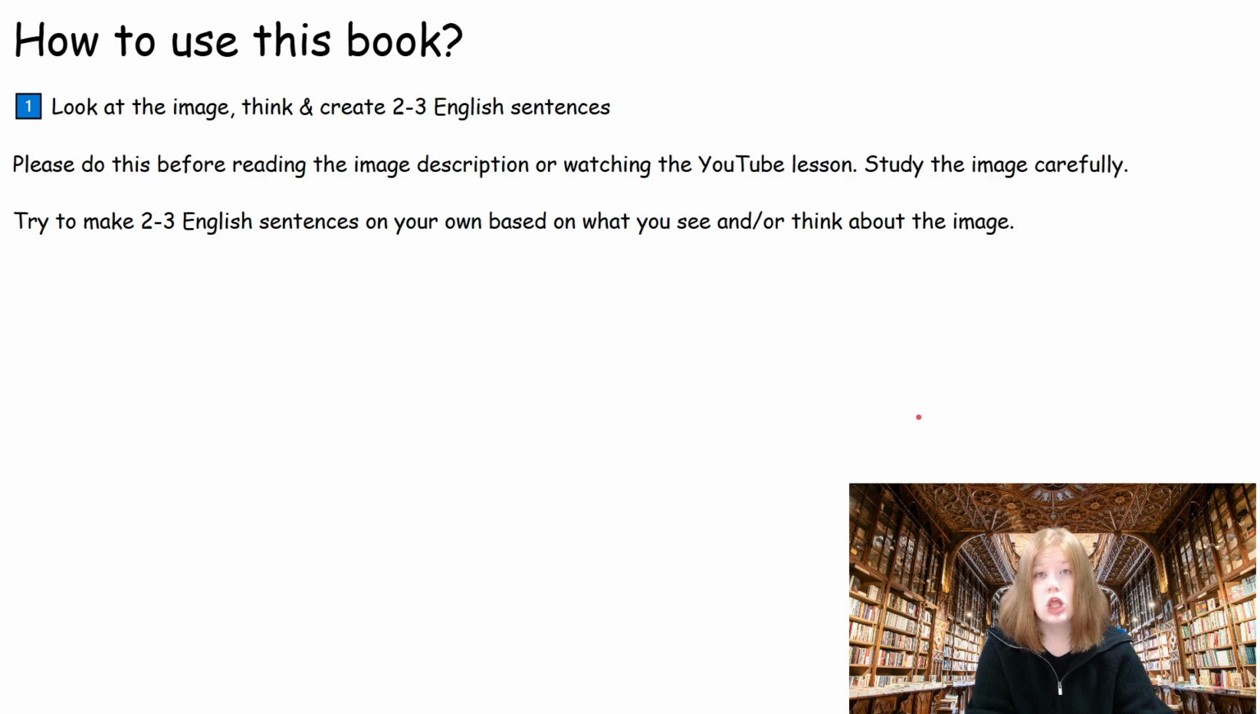First, really look at the images. Think about the images and create 2 to 3 English sentences. Please do this before reading the image description or watching the YouTube video lesson. Study the image carefully. Look at all the details, from colors to emotions. Try to make 2 to 3 English sentences on your own based on what you see or think about the image.